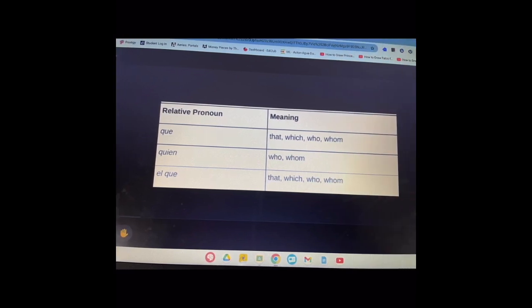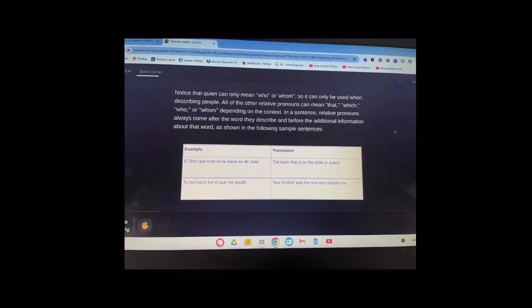Alright, so relative pronoun. Now, keep in mind, there's more words than these, but these are the three most common ones. So, que, that means that, which, who, whom. Quien, who, whom, or quienes, which is plural. And el que, which means that, which, who, and whom. So pretty much they all mean the same thing except for quien.